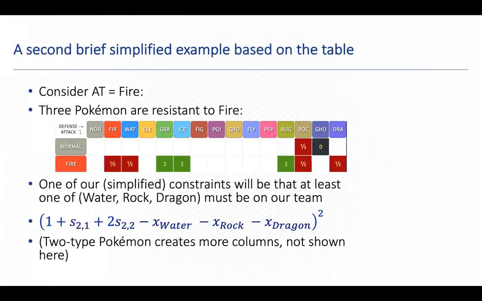Then another quick example is that consider that attack type of fire against the Pokemon. And we were talking about that at least one of them must be on the team. So in that second row, there's 4 1/2s. My analysis didn't consider fire on fire, but you can see from this equation, if you're familiar with QUBOs, that those are my binary variables, the water, rock, and dragon. And the slack variables are the S's. And the 1 is there because I want at least one of them on the team.